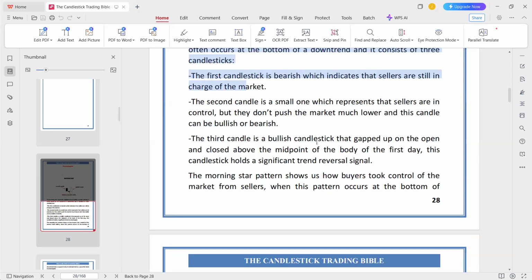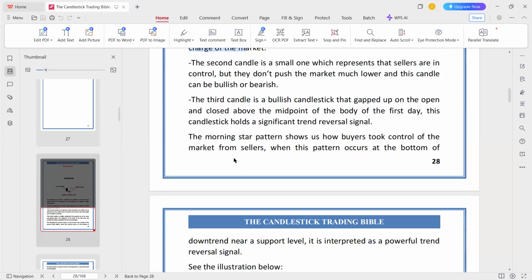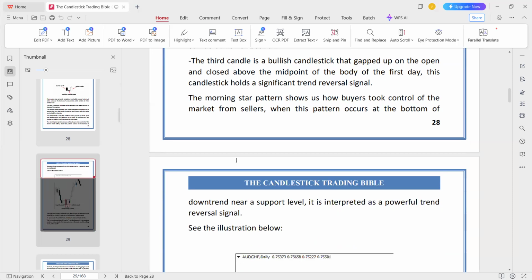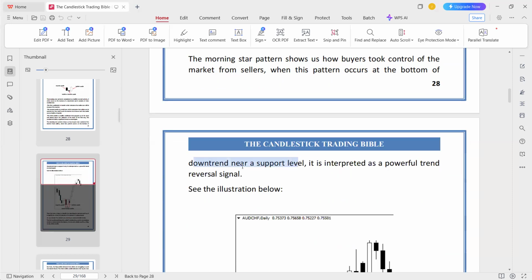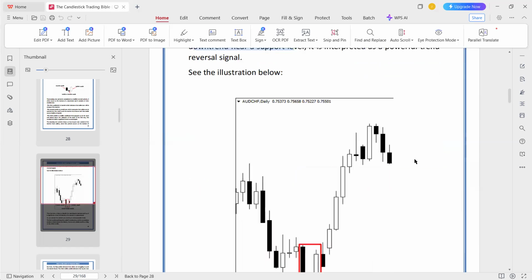Then the third candle is a bullish candlestick that came up on the open and closed above the midpoint of the body of the first day. This candlestick holds a significant trend reversal signal. So the Morning Star pattern shows us how buyers took control of the market from sellers. When this pattern occurs at the bottom of a downtrend near a support level, so these are confluences, when it opens near a support level while the price is coming down, it is interpreted as a powerful trend reversal. So see the illustration below.